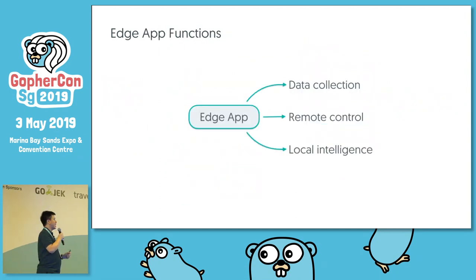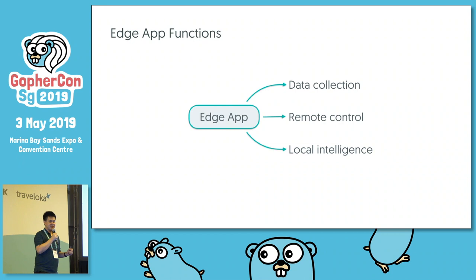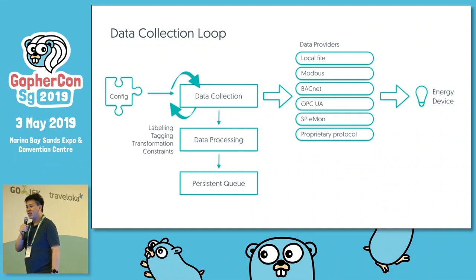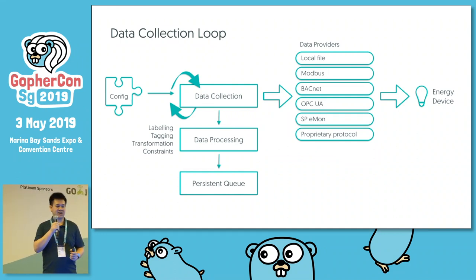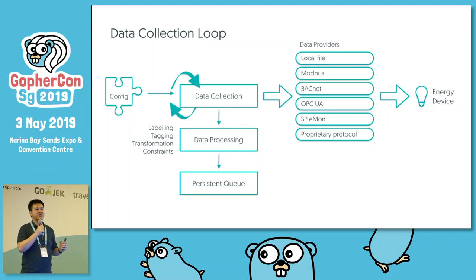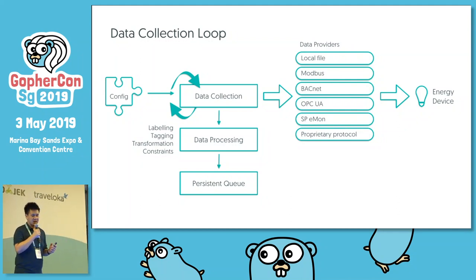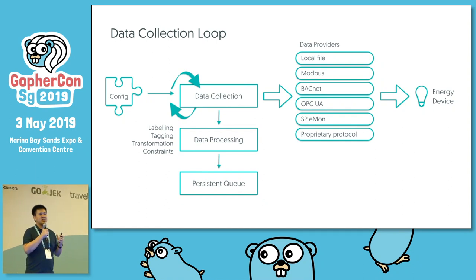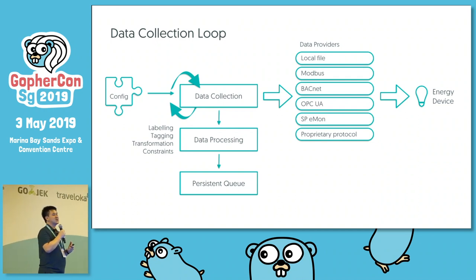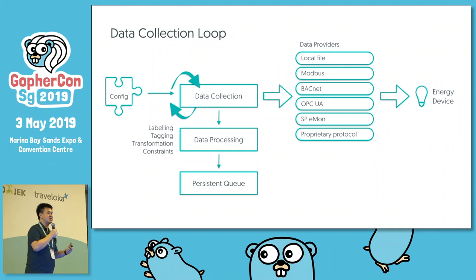Okay. So typically an edge app will perform one of these three functions: data collection, remote control, and local intelligence. Data collection is our main use case. Every day we collect data from hundreds of different sources across Singapore, using different protocols and collecting thousands of data points every minute. And because data collection is our main use case, we built a data collection framework that will allow us to collect the data from the different sources in a consistent manner, and also to allow us to easily add new protocols in the future if we need to.